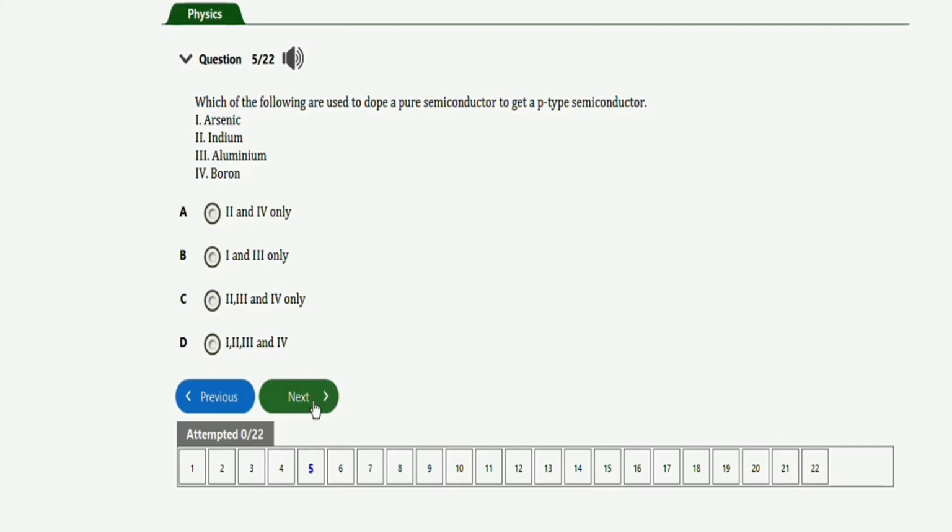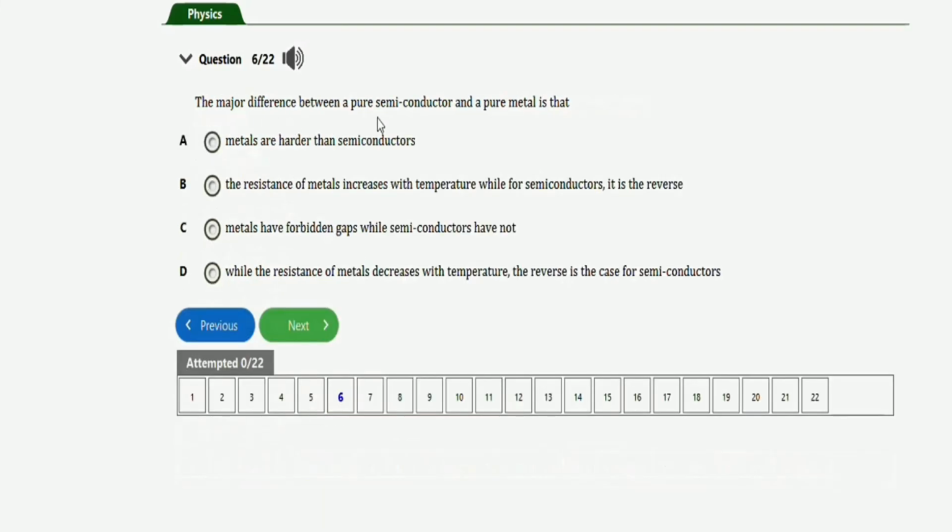Next question will be this one. It says the major difference between a pure semiconductor and a pure metal is that metals are harder than semiconductors. No, the resistance of metals increases with temperature, while for semiconductors it is the reverse. This is the right option. Option C says metals have forbidden gaps while semiconductors have not. No, the right option, guys, is option B. Okay, so it's as simple as this.